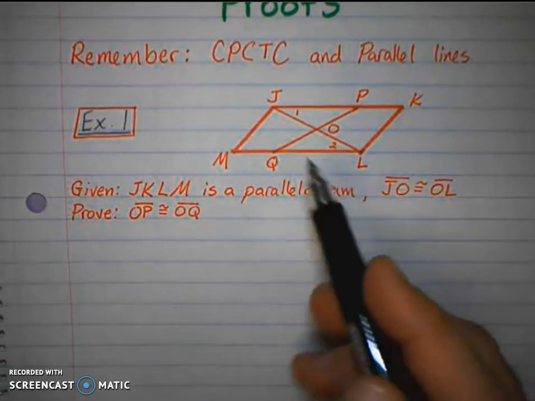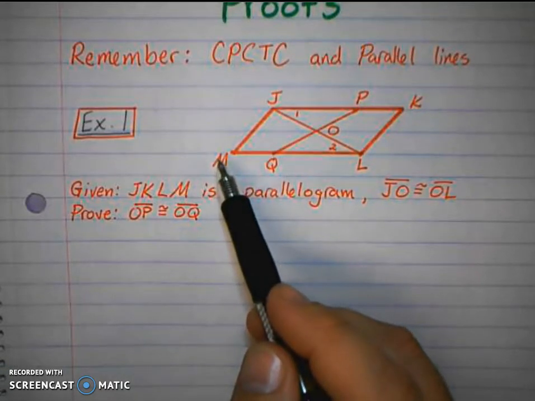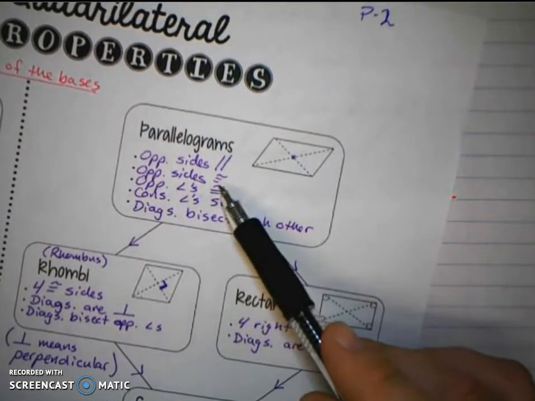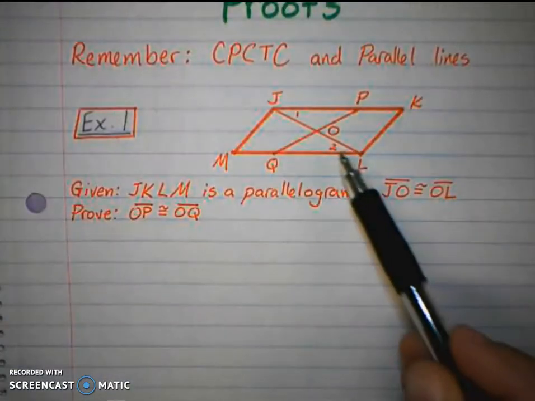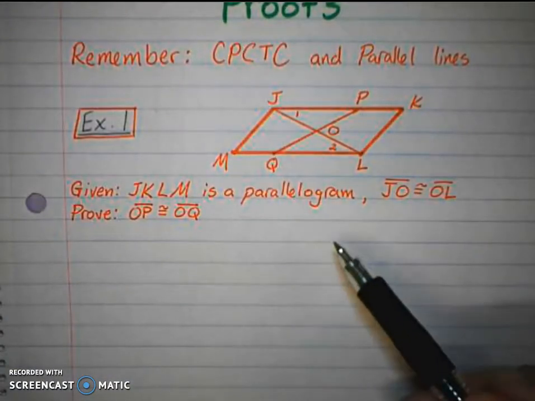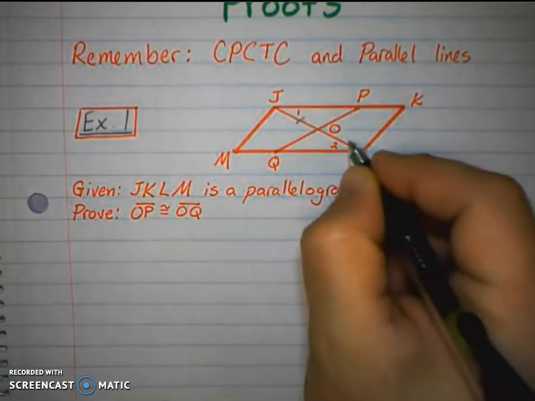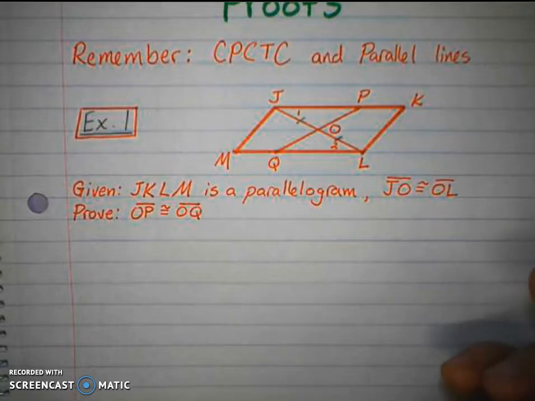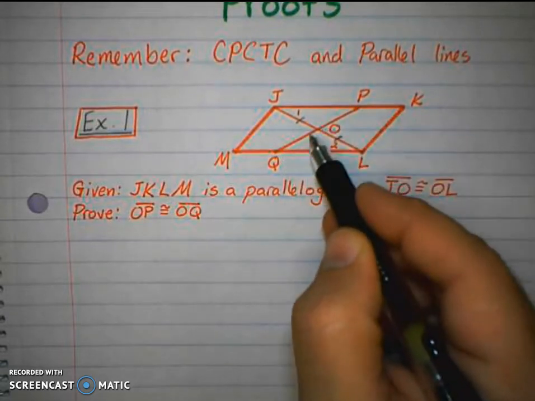So here's what we are given. We are given that JKLM is a parallelogram. All right, and that means all the properties of parallelograms apply. Okay, opposite sides are parallel, opposite sides are congruent, opposite angles are congruent, consecutive angles are supplementary, and the diagonals would bisect each other. Now we're not using both diagonals, so that's probably not going to help us with this one. We are also given that JO is congruent to OL. All right, so we know those 2 segments are congruent. And we're supposed to prove that OP is congruent to OQ. So we're trying to prove these 2 parts are congruent.